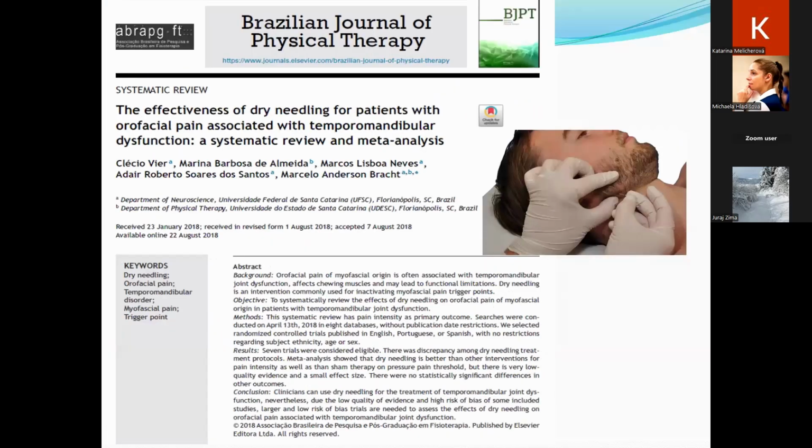Also, dry needling is considered as highly effective for TMDs, and we also have an excellent systematic review and meta-analysis that was published in 2018 in the Brazilian Journal of Physical Therapy, which is a Q1 rated journal in our field, also supporting our effectiveness in the treatment of patients with pain-related TMD with the dry needling.